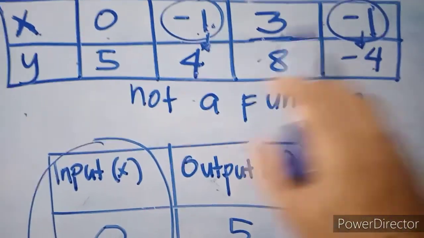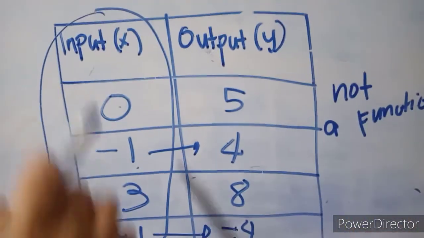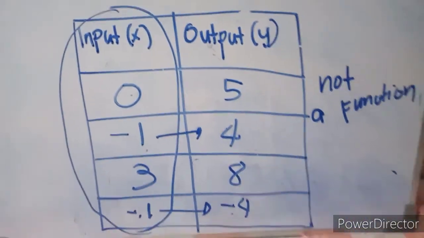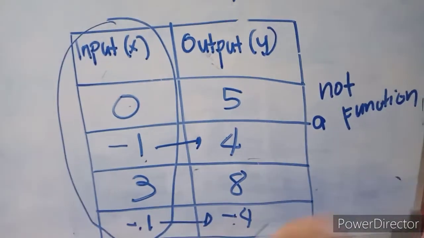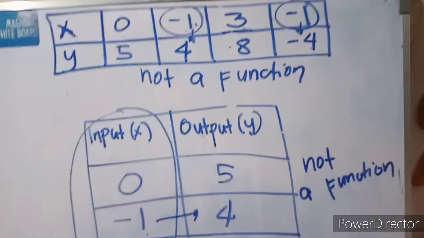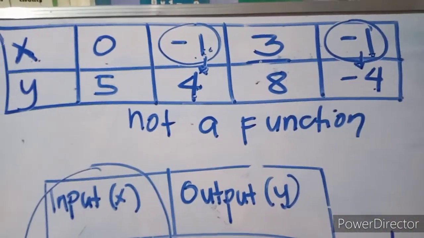So, ito, horizontal. Pa-horizontal yun ito, no? We have 2 rows. And then, dito naman, vertical naman yung table natin. So, 2 columns. First column is our x. The second column is y. So, same lang yung data natin dyan. So, this is not a function.